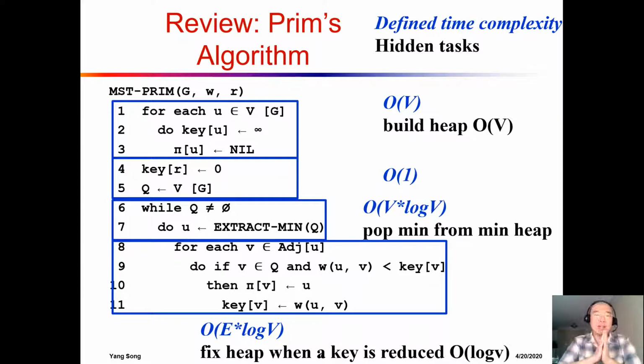For this slide, I want to show you. For the blue inks, they show the defined time complexity of Prim's algorithm, and then I use the black characters to show you, since we are using the binary heap, there are some additional tasks or hidden tasks in this case. Okay, so first box. For the first box, we are going to visit all the vertices. So that is O(V) for sure.